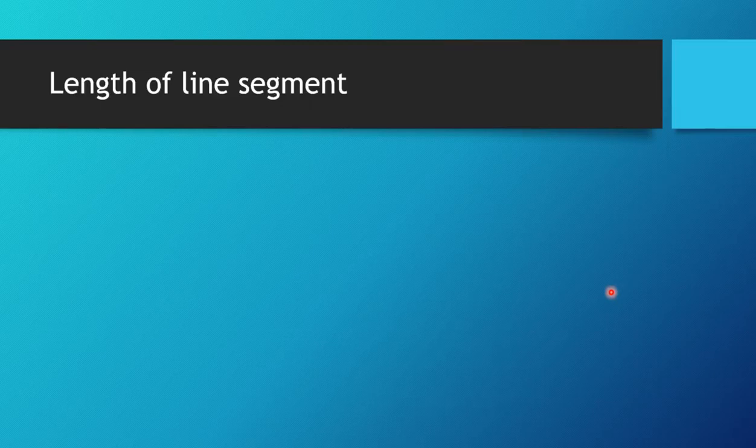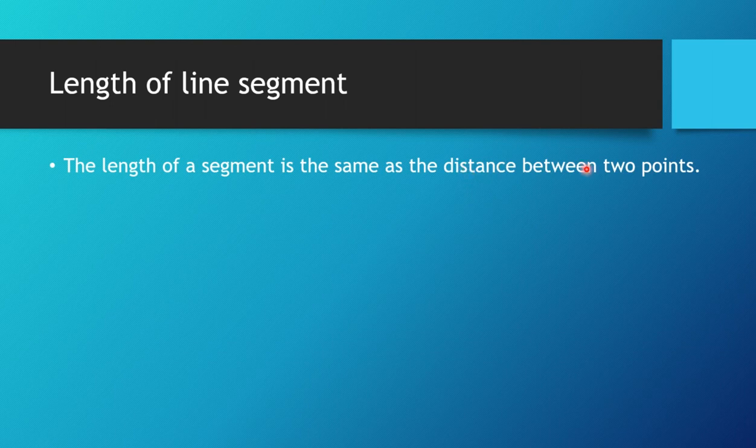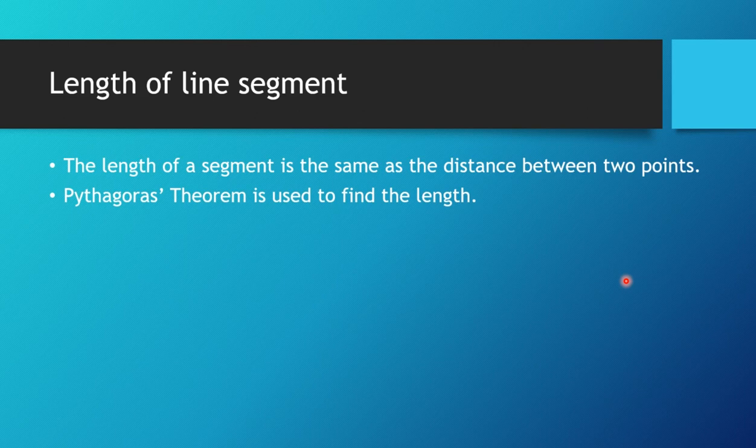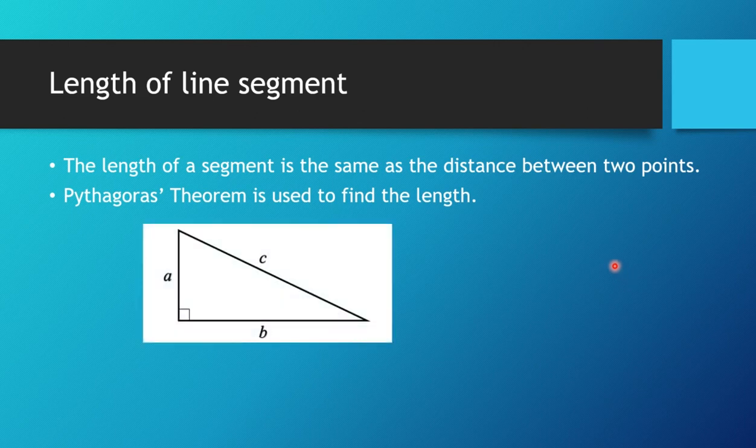We're going to calculate the length of a line segment, which is the same as finding the distance between 2 points. To do so, we're going to use Pythagoras' theorem, which is based on the lengths of the sides of a right-angled triangle. In this right-angled triangle, we have labelled our hypotenuse, our longest side, as C. And this side squared is equal to the two shorter sides squared and then added together.